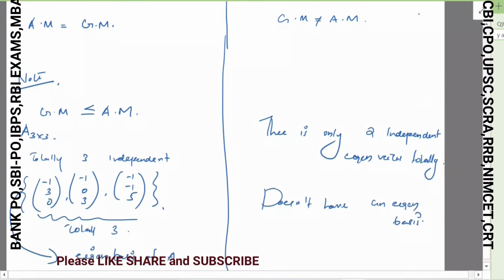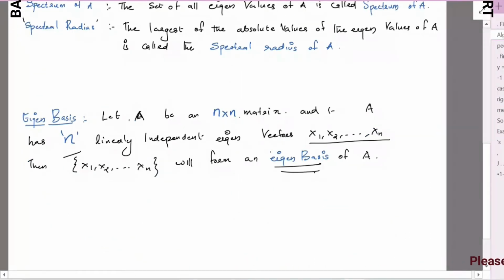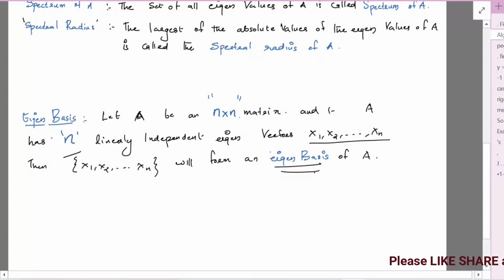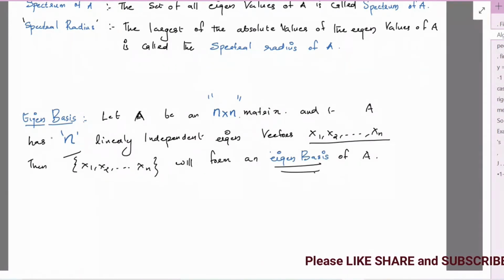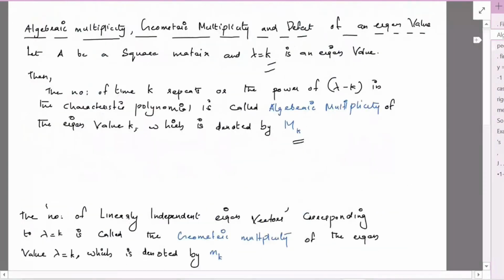So that is what the definition says. Look at the definition. A is an n by n matrix. Then A has n linearly independent eigenvectors. If it doesn't have n linearly independent eigenvectors, it doesn't have an eigenbasis. It has an eigenbasis only when it has totally n linearly independent eigenvectors, and those vectors will form an eigenbasis for that matrix. Okay. So that is what an eigenbasis is.